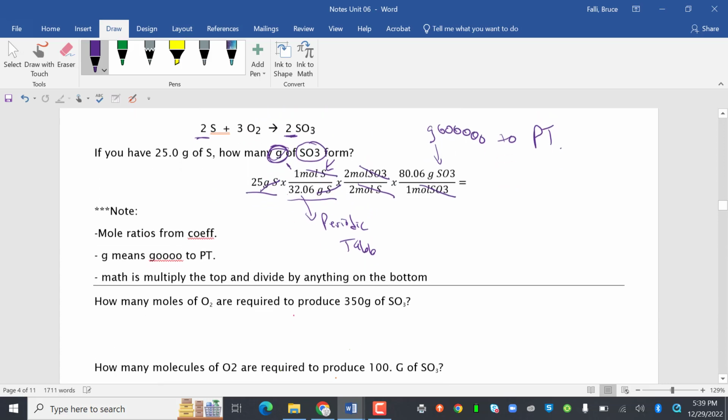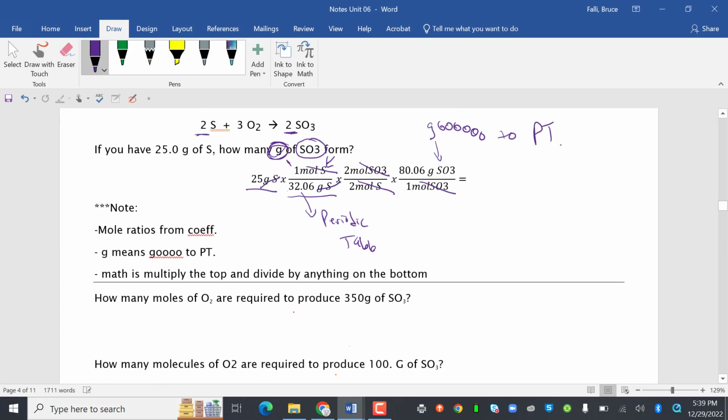I've got my balanced equation up here. I have 350 grams of SO3. You're going to see me do this all the time. I want moles of O2, and I'm going to write it and circle it a whole bunch so I don't forget where I'm going. So I'm going to start with 350 grams of SO3, and I want to go into moles of O2.